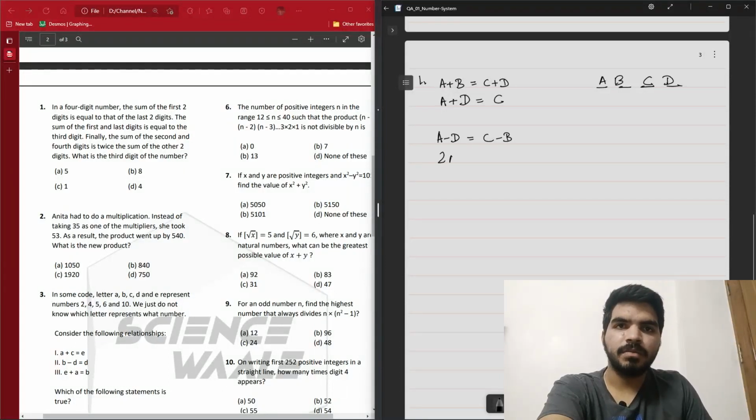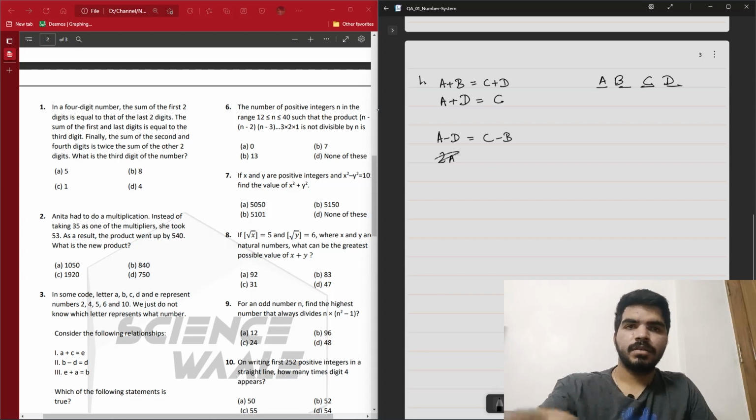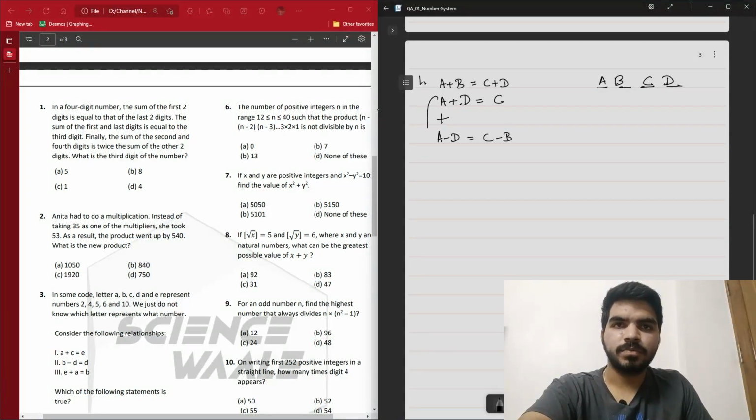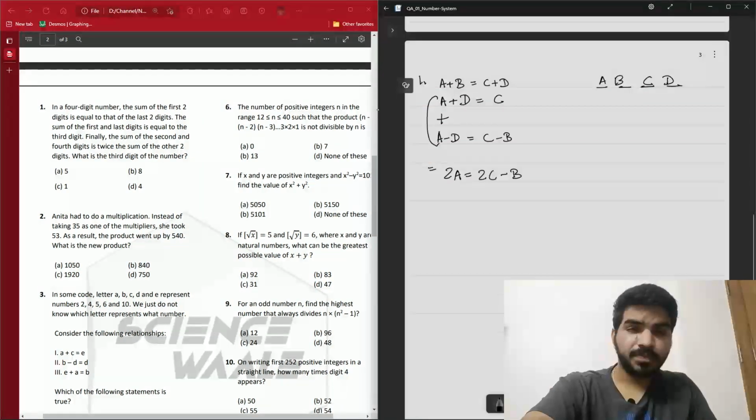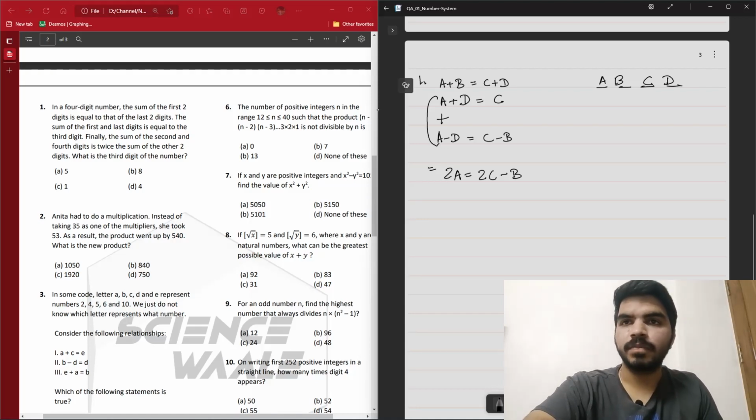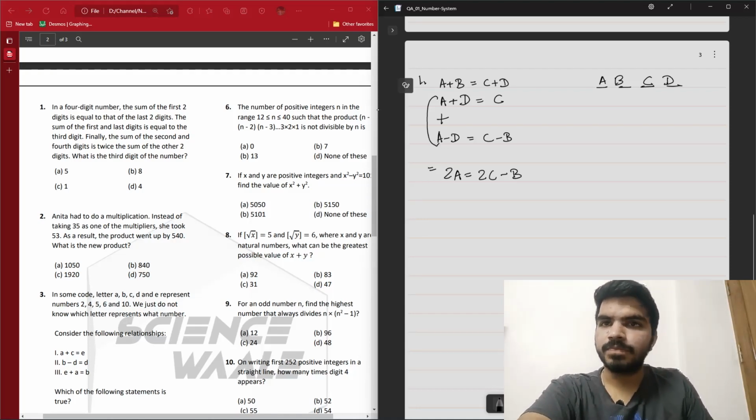Add these two, and we will get 2A is equal to 2C minus B. Then look at the next condition: the sum of the second and the fourth digit. Wait a minute. Yeah, second and the fourth. It means B plus D is equal to twice the sum of the other two, 2 times A plus C.